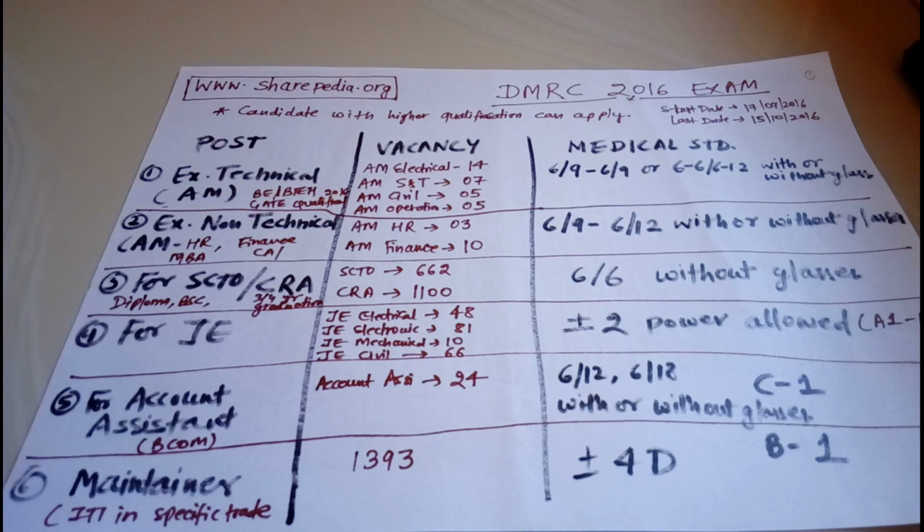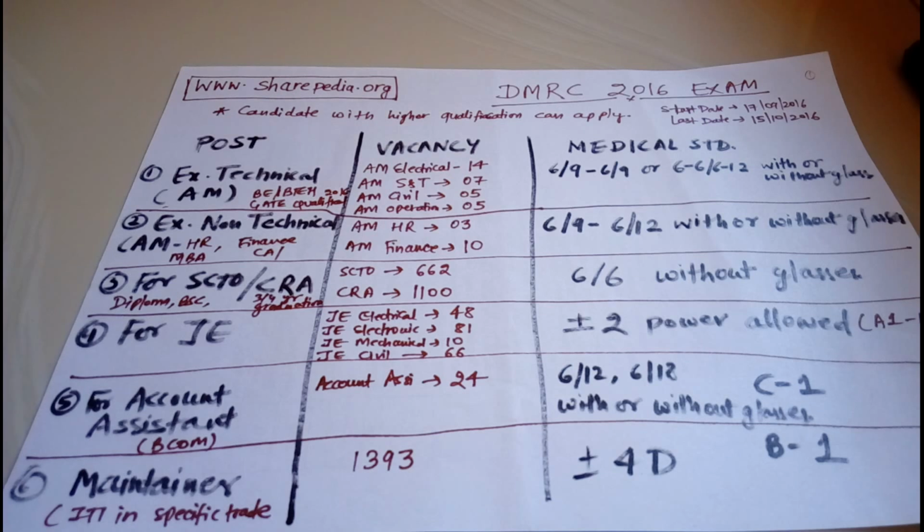For JE electrical you must be a diploma holder or BTech in electrical and electronic engineering. And for JE electronics you must have a degree in an electronic subject. For mechanical you must be a diploma holder or a BTech in mechanical engineering. For JE civil you must be a diploma holder or a BE BTech in civil engineering.